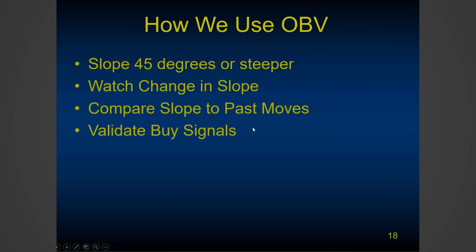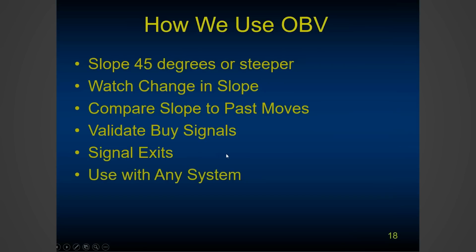We use it to validate our buy signals. We want to see that line in sync with whatever the buy signal is. We use it to signal our exits. I'll show you that in the next slide. And again, you can use it with just about any system. I mean, if at the end of the day you've got a system that's giving you a signal, you chart it out, you can throw this indicator right on top of it, and you can just use it as the last corroborating indicator with whatever you're doing. And that's what we call it, the last corroborating input.